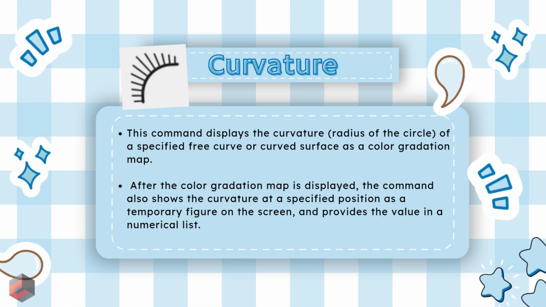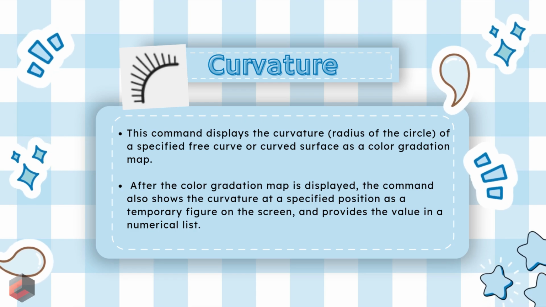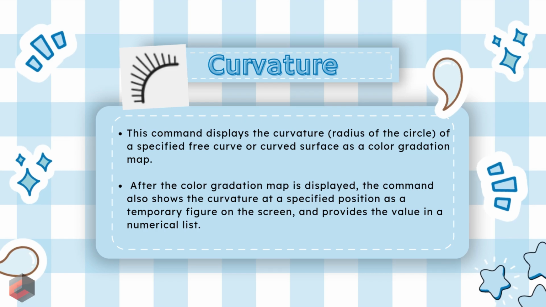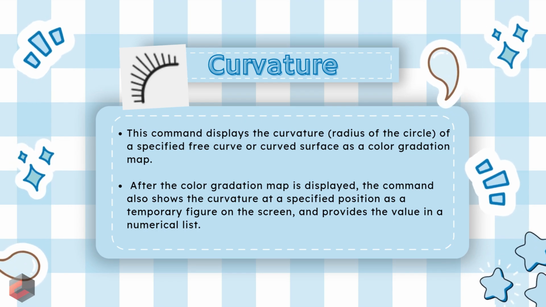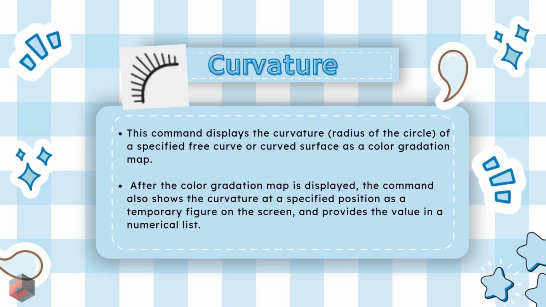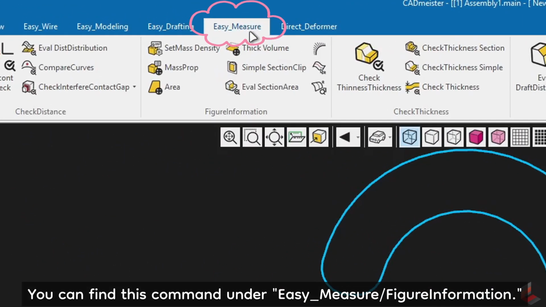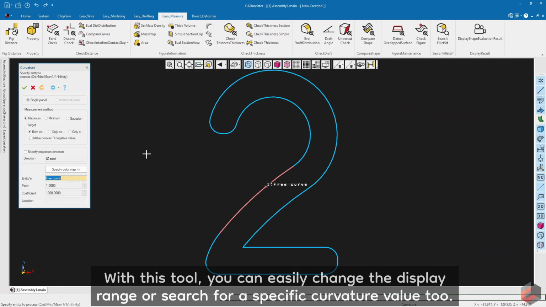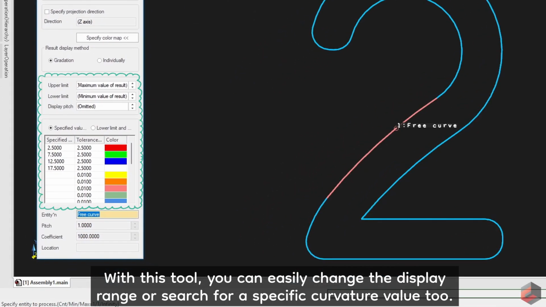The second command is Curvature. This command displays the curvature or radius of the circle of a specified free curve or curved surface as a color gradation map. Once the map is visible, you can click anywhere to get the exact curvature at that spot. This value appears as a temporary figure on screen and in a numerical list. You can find this command under Easy Measure, Figure Information. With this tool, you can easily change the display range or search for a specific curvature value too.